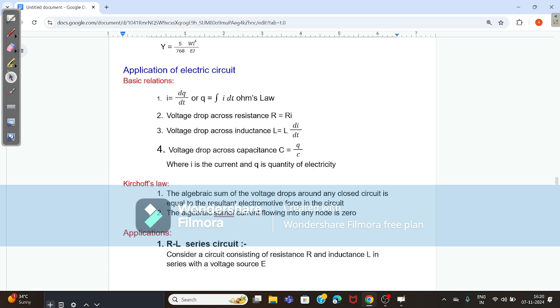Kirchhoff's law. The algebraic sum of the voltage drops across any closed circuit is equal to the resultant electromotive force in the circuit. The algebraic sum of current flow into any node is 0.